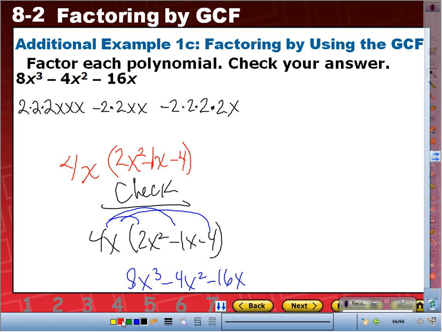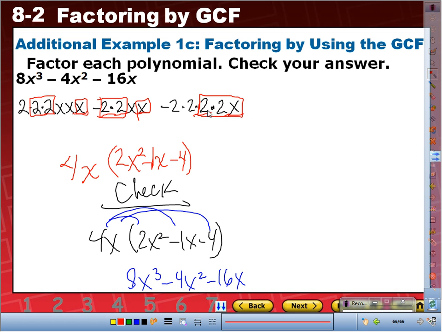Now you are able to see what is the same in each term. Does each one have an x? At least. Yes, there it is. Does each one have a 2? Yes, yes, and yes. Does each one have at least another 2? Yes, yes, and yes. So my GCF is these two 2's and one x.